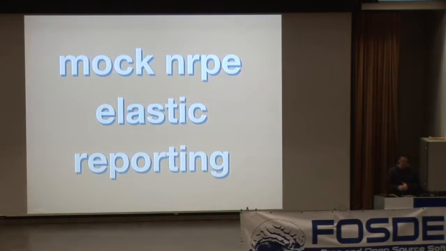This lends itself to some really interesting things, like say a mock NRPE instance, where you could use Flapjack to do all the execution of your checks, like with your existing Nagios monitoring system, but it doesn't actually do any of the notification. It just feeds the information back to Nagios. So you can use Nagios at the same time as using Flapjack, and they run in parallel.